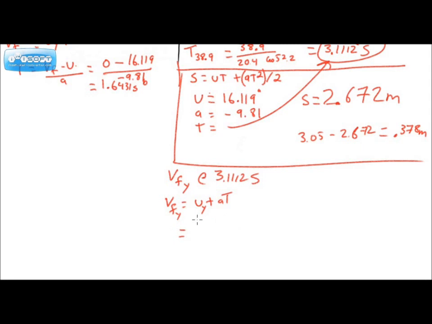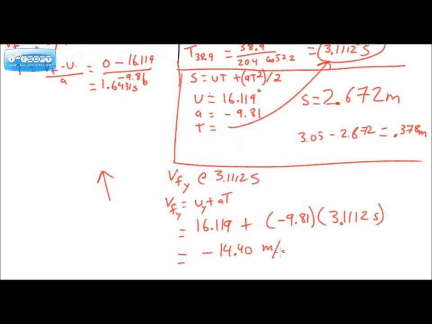What is my U? My 16.119 from over here, plus my acceleration due to gravity, minus 9.81, multiplied by my 3.112 seconds. That comes up with negative 14.40 meters per second. What does the negative mean? It means it's on its way down.